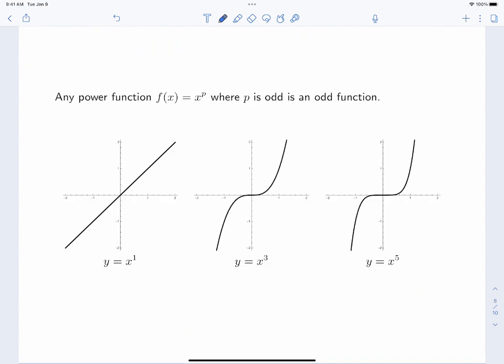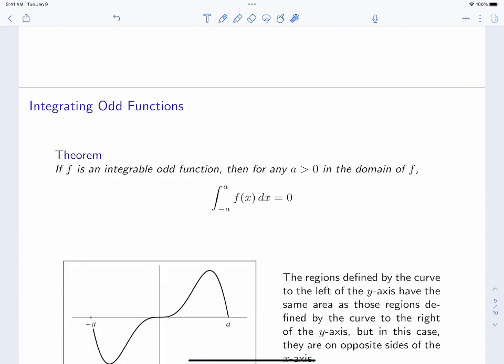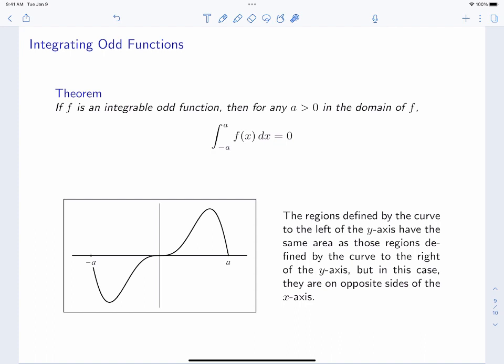Okay, so that's the idea behind the definition of an odd function. We call it an odd function because any power function f at x equals x to the p, where p is an odd number, is an odd function. And here are some examples of that. So we have y equals x to the 1, y equals x cubed, y equals x to the 5th. These are all odd functions, and they're all symmetric about the origin. Now, integrating odd functions has a nice property as well over these symmetric regions, and in fact it's even nicer than with an even function. So if f is an integrable odd function, then for any a greater than 0 in the domain of f, the integral from minus a to a of f of x dx is going to be 0.